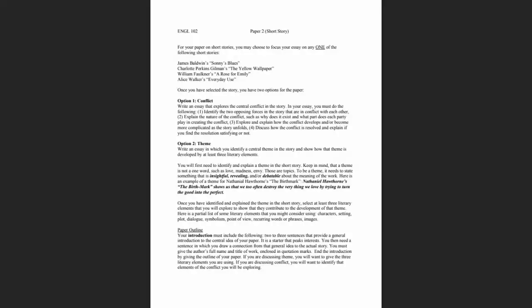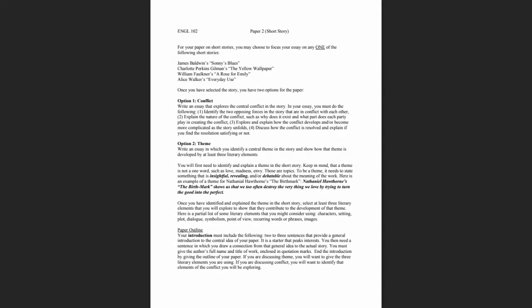So let me begin by bringing up paper number 2 so you can see it. All right, here we go. So for your paper on short stories, you may choose to focus your essay on any one of the following short stories: James Baldwin's Sonny's Blues; Charlotte Perkins Gilman's The Yellow Wallpaper; William Faulkner's A Rose for Emily; or Alice Walker's Everyday Use. So those are the 4 stories from which you may choose.